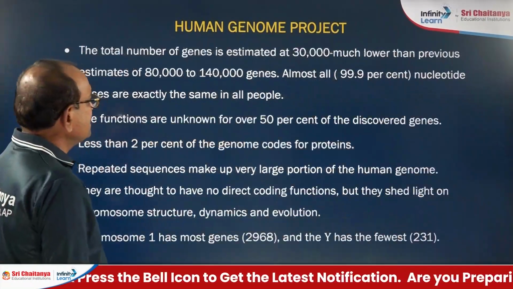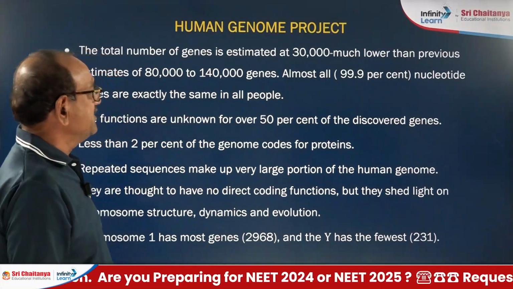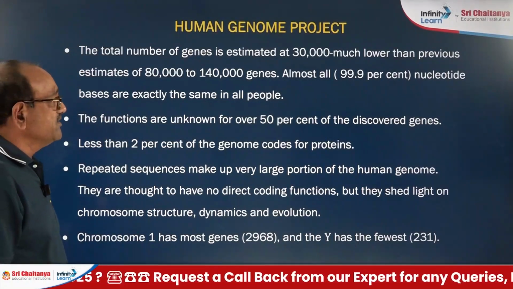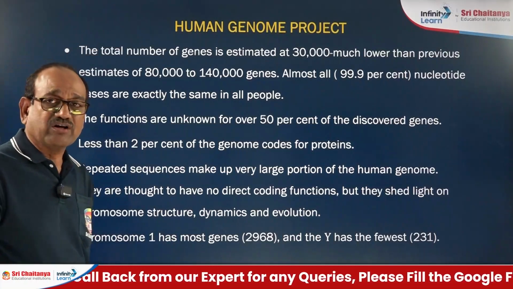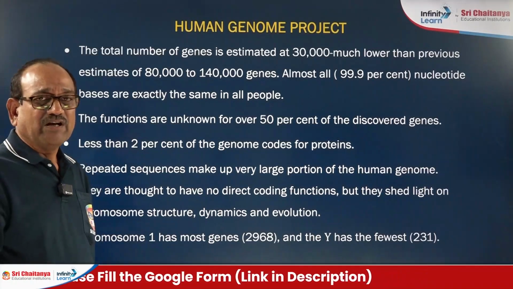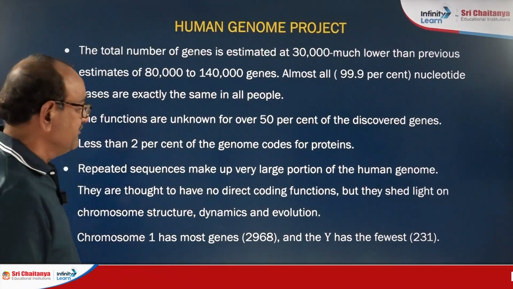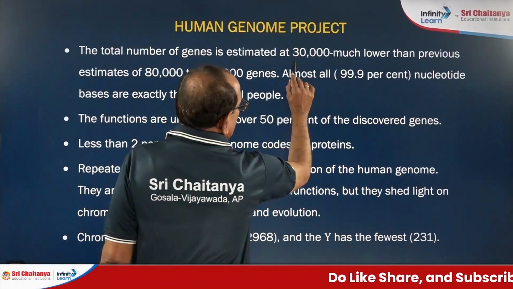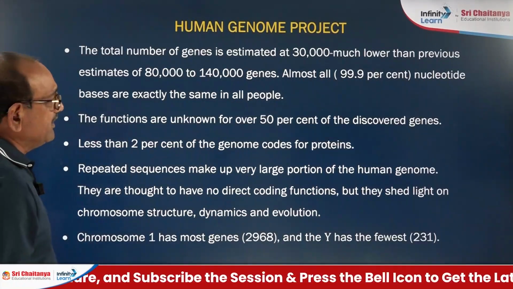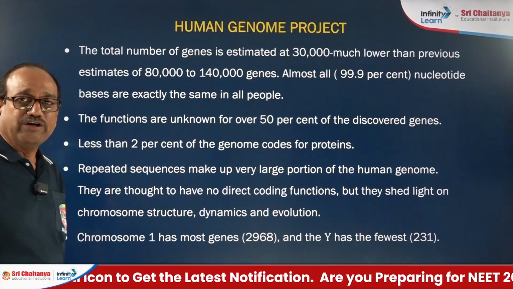The total number of genes is estimated at 30,000. That is very much lower than the previous estimates of 80,000 to 1,40,000 genes. Actually, before starting this project, scientists, thinking of us human beings as a highly evolved species, expected a very large number of genes, between 80,000 and 1,40,000. But finally, the number was estimated to be just 30,000. Very few. And almost 99% of nucleotide sequences are exactly the same in all individuals.